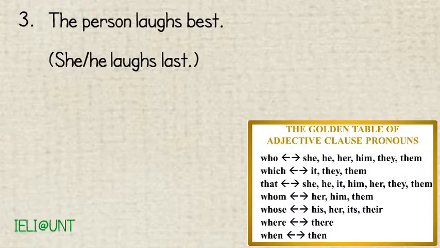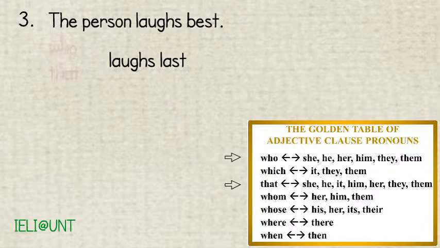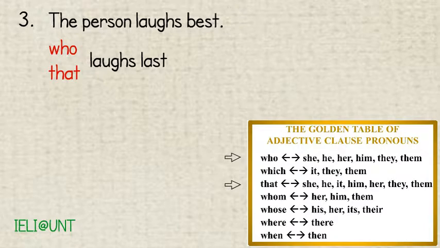Look at the table of adjective clauses. She and he both occur in 2 places, so we can use who or that. First, change the pronoun. Then move the pronoun to the beginning. It is already at the beginning, so it doesn't seem to move. Then put the adjective clause after the antecedent. The antecedent is the person.